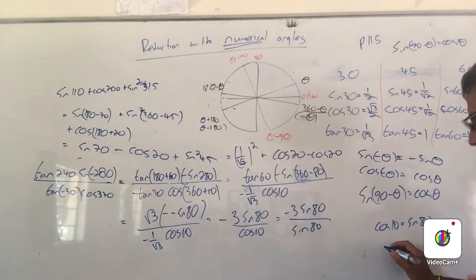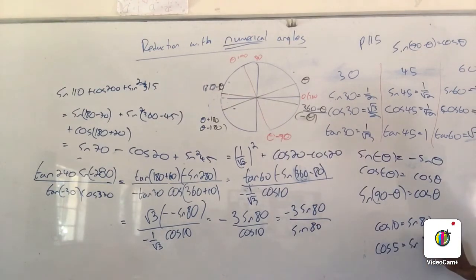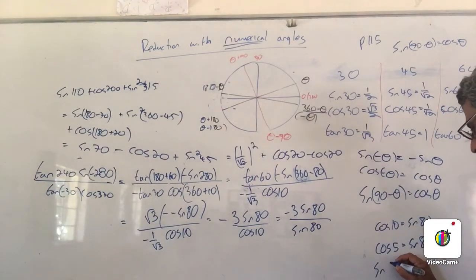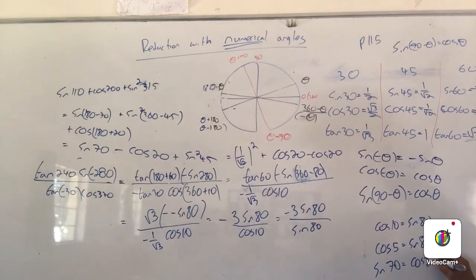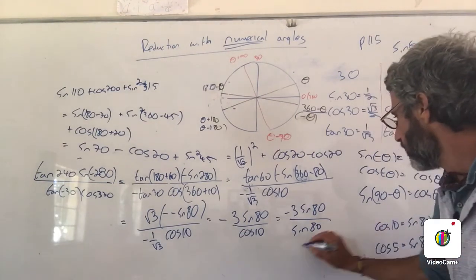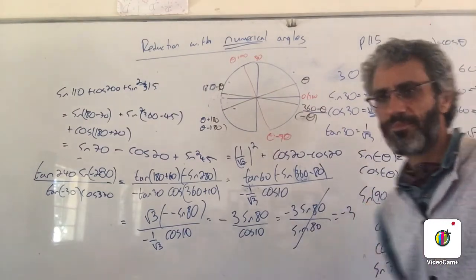Let's do a few more of those. Cosine 5 will be equal to sine 85. Sine 70 will be equal to cosine 20. Cosine 20. In your head, please. Boom, bam, boom. Cancel ones.